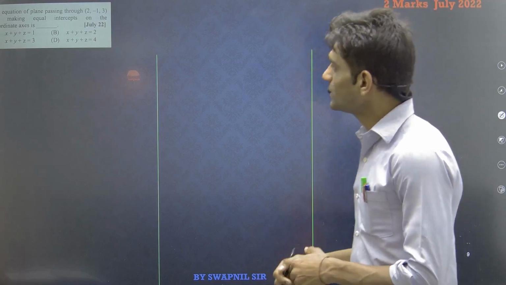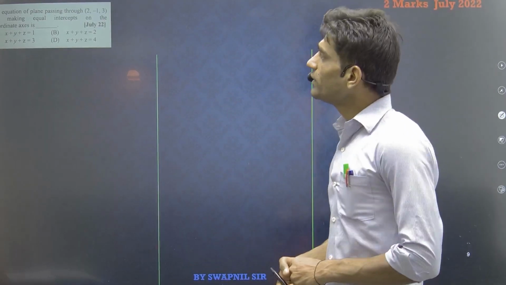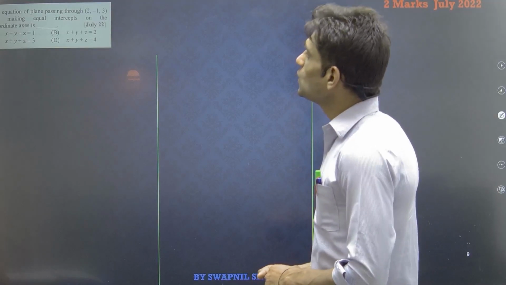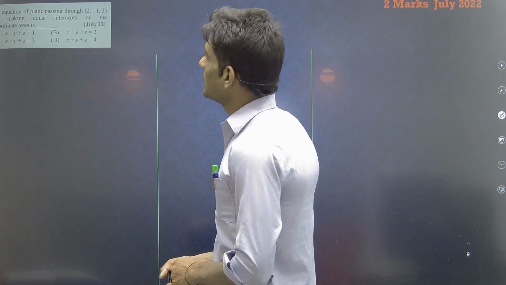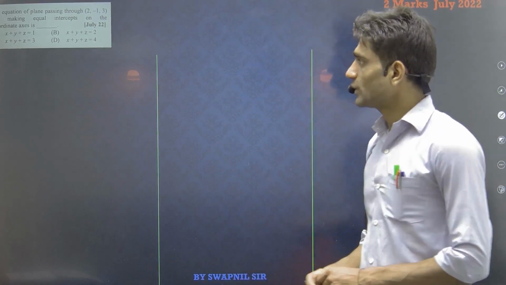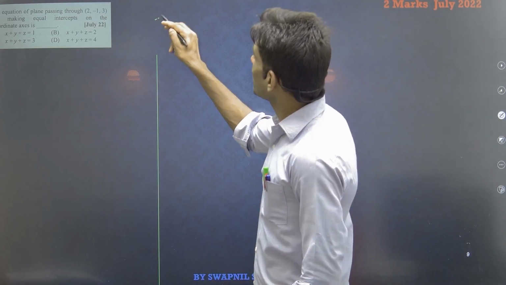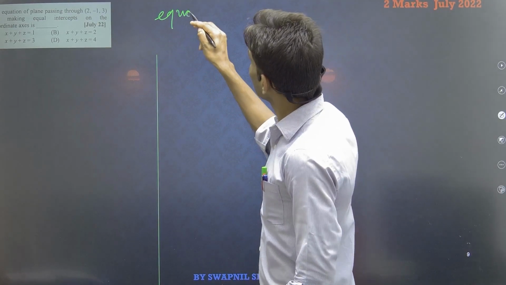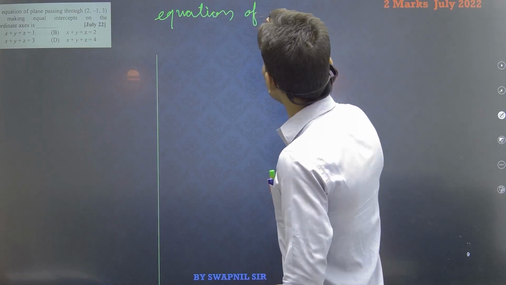This is the last solution, for our last example of today's lecture. We want the equation of a plane passing through 2 minus 1 3 and making equal intercepts on the coordinate axes. What we want is the equation of a plane.